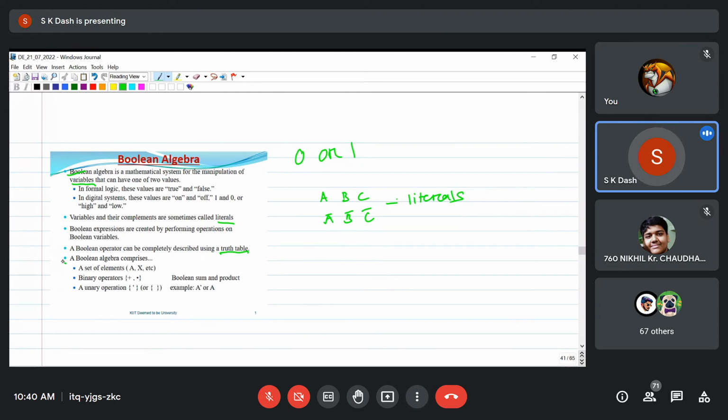A Boolean algebra comprises the following things. A set of elements, meaning these literals, so variables A, B, C or X, Y, Z or P, Q, or their complements A or A bar, B or B bar, C or C bar. Then binary operators plus or dot. Then a unary operation, meaning complement. With the help of this, we'll be able to go for any kind of function. We want some variables or literals, and apart from that, the operators plus, dot and complement.